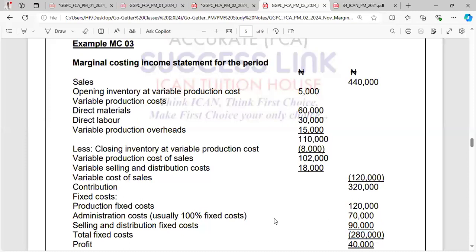How is it marginal? Because of two things. You have separated your costs in terms of variable and fixed. So it becomes marginal. Secondly, you can identify contribution. So the aim of marginal costing is to get contribution. Once that is done, your aim has been achieved.